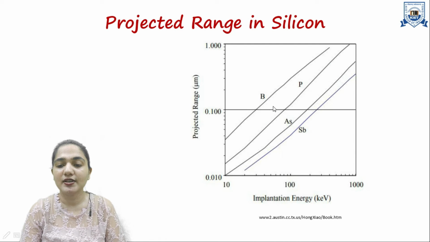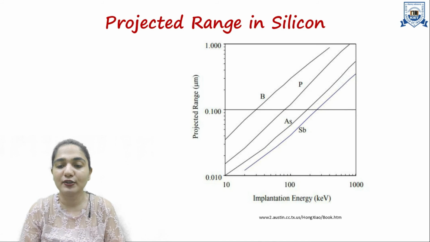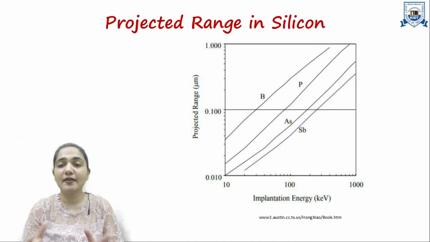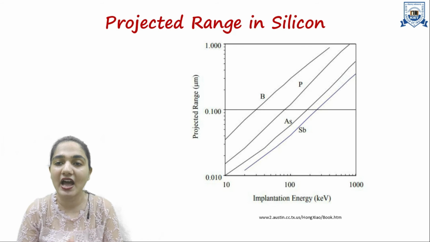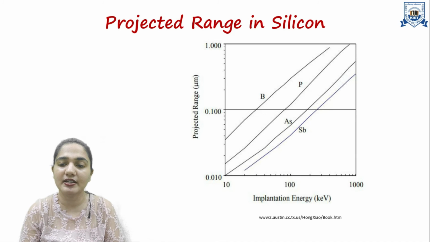For the projected range, if I have a very heavy atom with very high mass, then it will have less projected range, because it will have a significant stopping effect. But if I have a smaller mass particle, it will have a larger projected range. You can see at a particular implantation energy, boron will have the highest projected range, after that phosphorus, arsenic, then Sb. So with the help of masses, I can classify the projected range. If I increase the mass, the projected range will decrease.